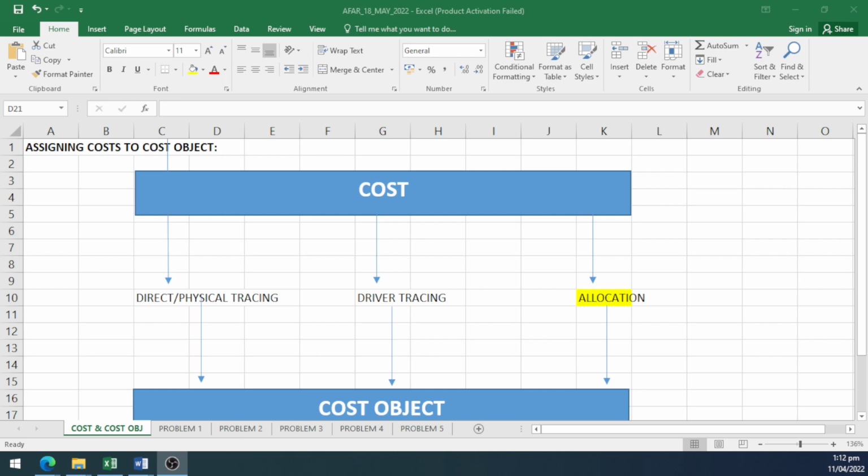For other costs which cannot be assigned by physical tracing or by driver tracing, we do the arbitrary method and we call that allocation. Ito pong allocation, that is the process of assigning cost, in particular, indirect cost to the cost object. Yun pong cost na hindi mo matritrace by physical or by driver tracing, ina-allocate yon sa cost object.